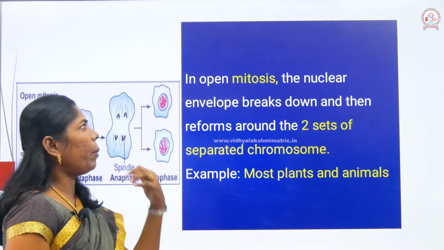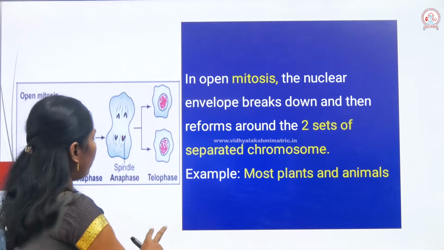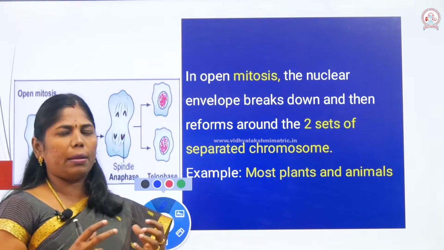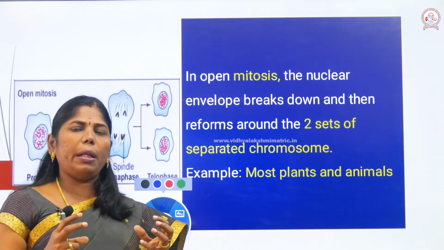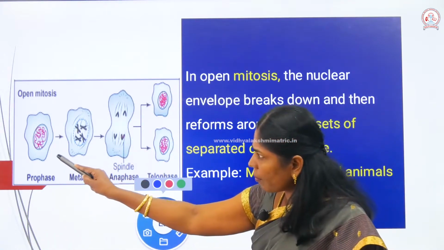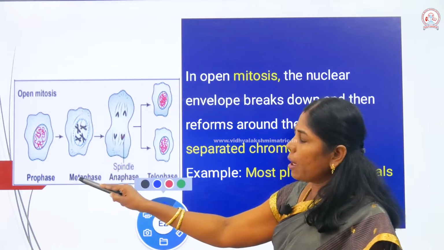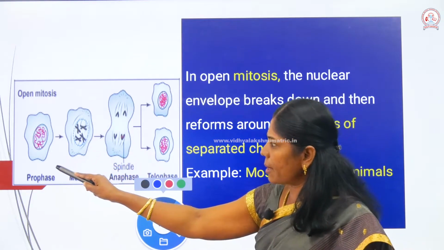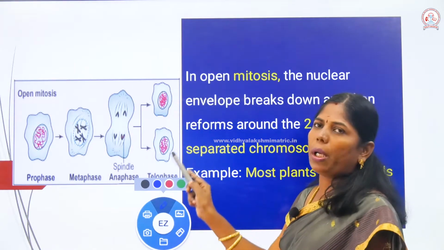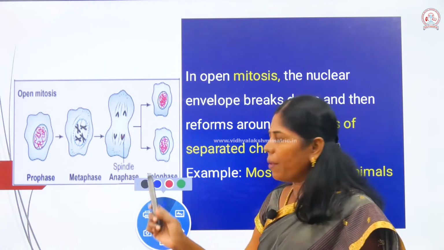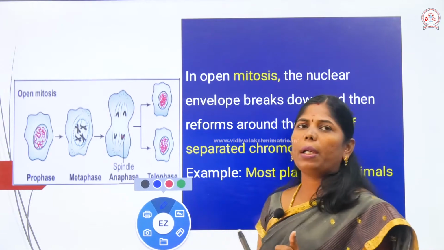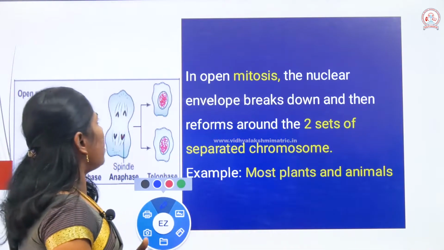So, what is open mitosis? In open mitosis, the nuclear envelope breaks down, and then they have to form two nuclear membranes for the two daughter cells. In the prophase stage, the nucleus that was covered by a nuclear membrane, it disappears. This we will see later. So, here we can see the two nuclear membranes. So, finally, a cell is divided into two daughter cells. The two daughter cells are covered by the nuclear membrane. Okay. So, that is open mitosis.